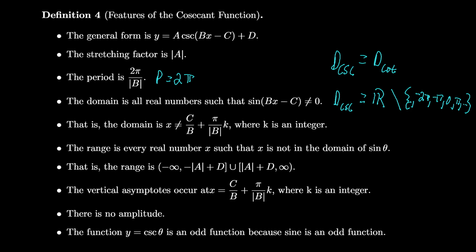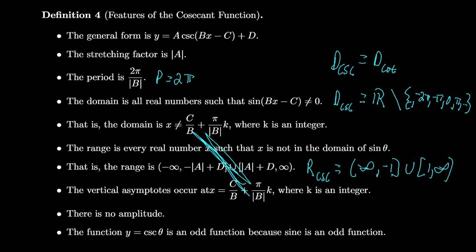The range is all real numbers such that x is not the domain of sine. The range of cosecant is exactly the same thing as the range of secant. And it is just all numbers from negative infinity up to negative 1. We allow negative 1. And then we go on, hop on up to 1, and we go on to infinity. That is everything but negative 1 to 1 is what we do. But we also do allow negative 1 and 1. You can get negative 1 and 1 out of these. So the vertical asymptotes occur at the same places that the domain breaks. Of course, that makes sense.